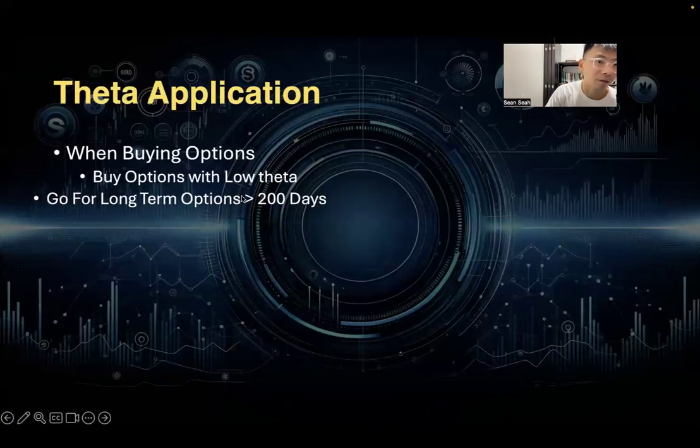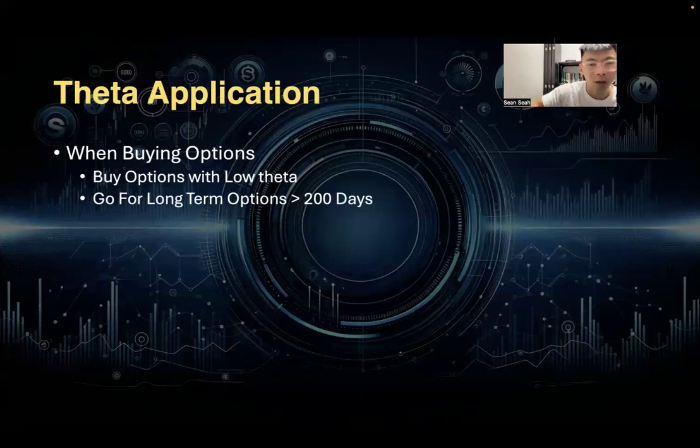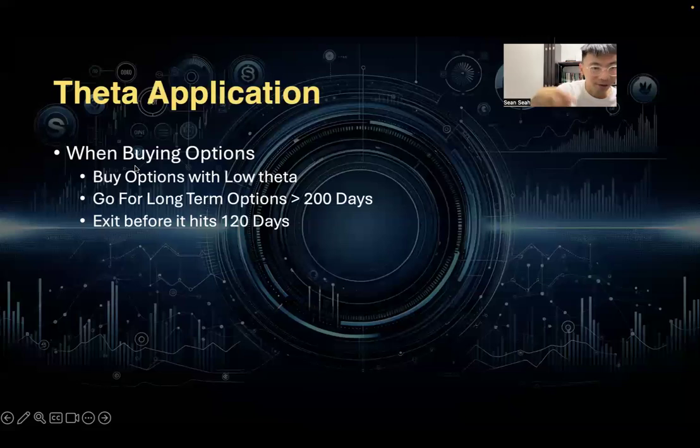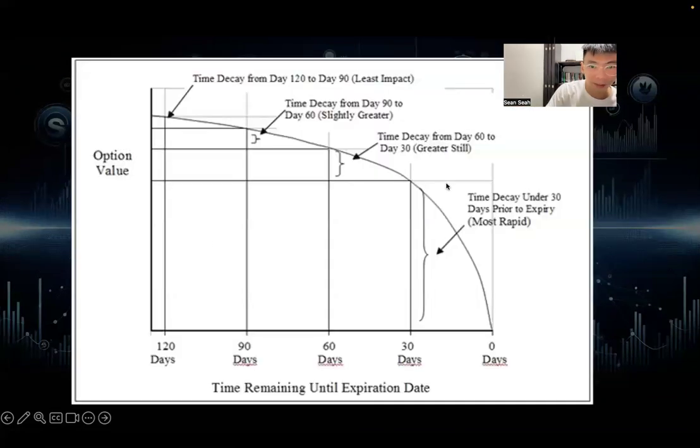In order to buy a low theta, very simply go for long-term options, more than 200 days. As far out as possible, but we can go and take a look. Up to a certain number of days and above, you're buying a very long-term one, but the theta is actually similar. Okay, got it? So we must exit when we buy and hold the option, sell away the options before it hits 120 days. Because once it hits 120 days, remember the previous slides, it's going to drop a lot, very significantly, and you're going to lose value very, very fast.